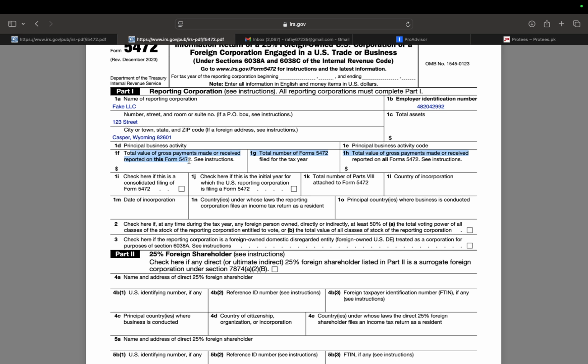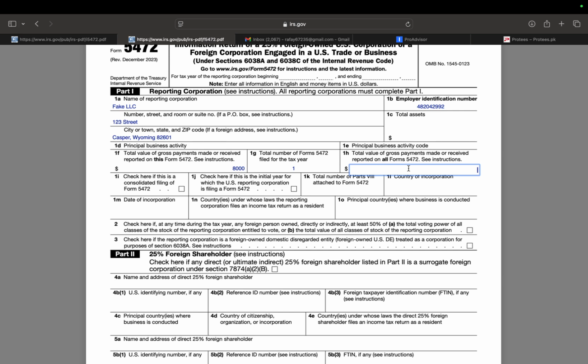So let's say I have only one related party. I am the whole owner of the company, a 100% shareholder. There is only one related party for this business. What do I need to do? If there is only one related party and I have contributed, let's say, $8,000 in the business, then how much amount are we going to add here? We just add 8,000 here, and for each related party we have to attach a separate 5472 form. So since I only have one related party, there will be only one form.